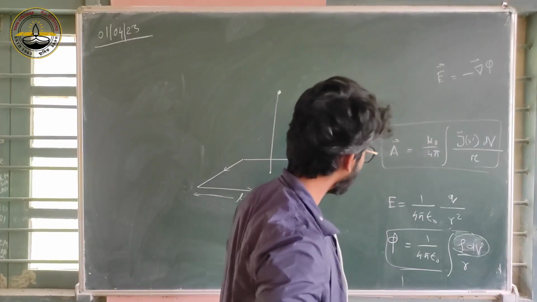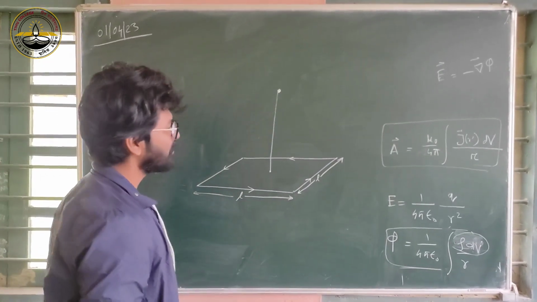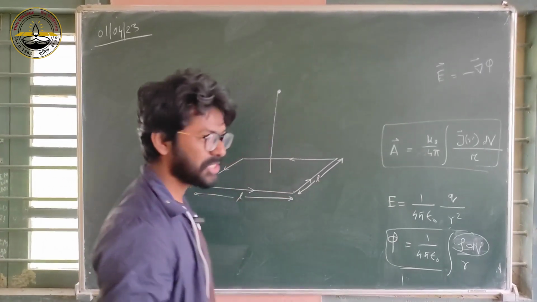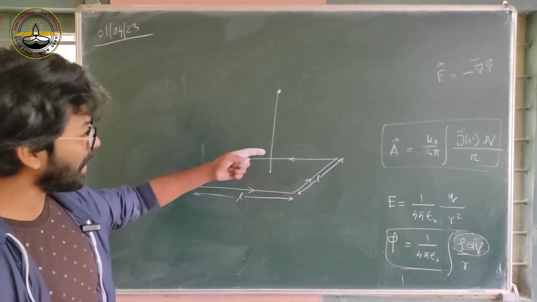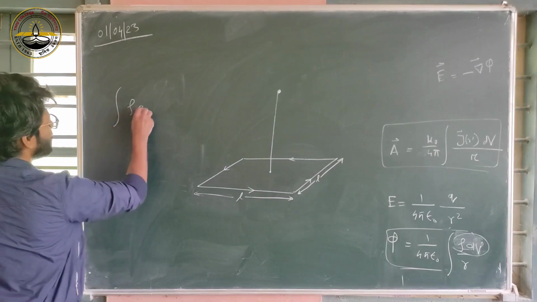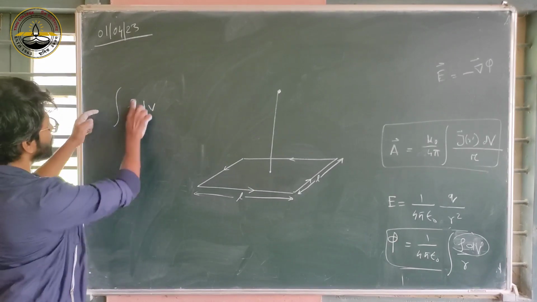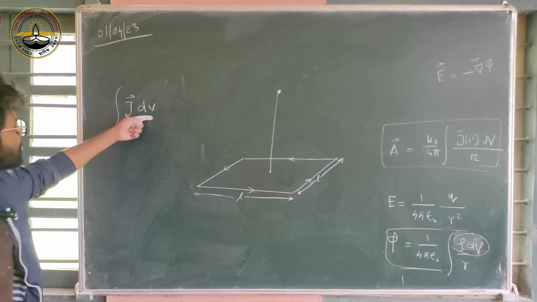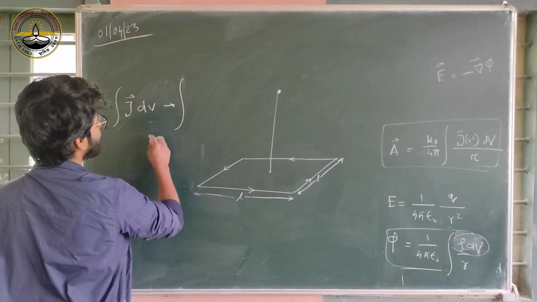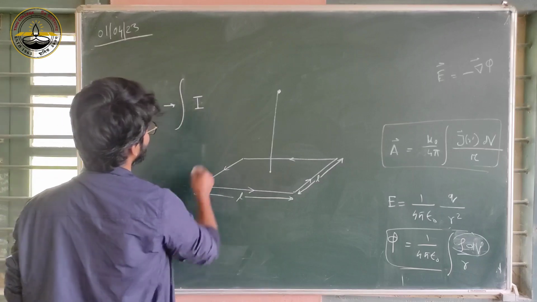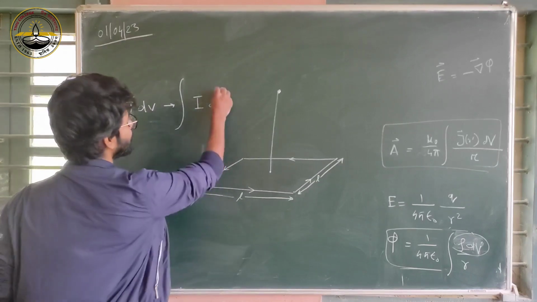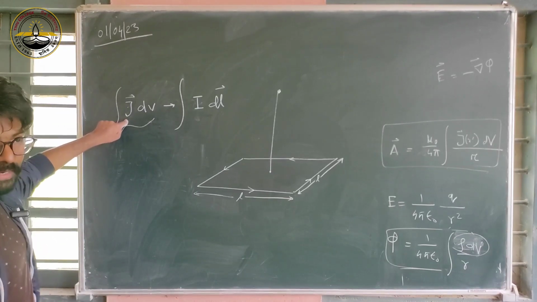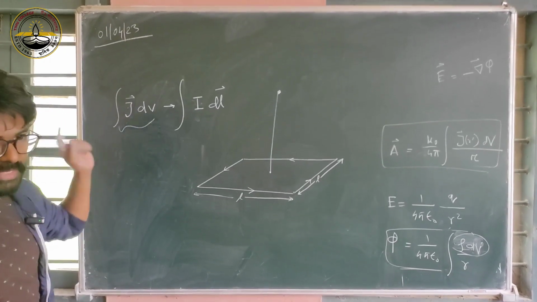What is J here? Current density, the volume current density, basically for a straight wire. So we can go to another trick. rho dV is just total charge, J dV is total current. If it is a line current, it's just I dl. You can easily check dimensionally. So J is, remember, volume current density. These definitions must be clear in your head.